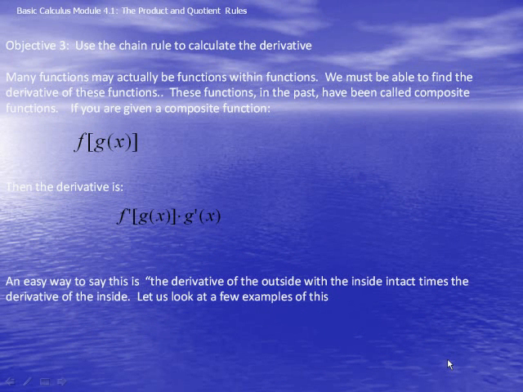Objective 3. Use the chain rule to calculate the derivative. Many functions may actually be functions within functions. One must be able to find the derivative of these functions. These functions in the past have been called composite functions. If you are given a composite function, f of g of x, then the derivative is the derivative of the outside with the inside intact times the derivative of the inside. It is easy to say that this is the derivative of the outside with the inside intact times the derivative of the inside. Let's take a look at a few examples of this.